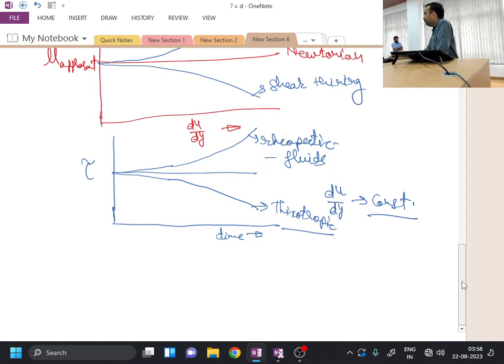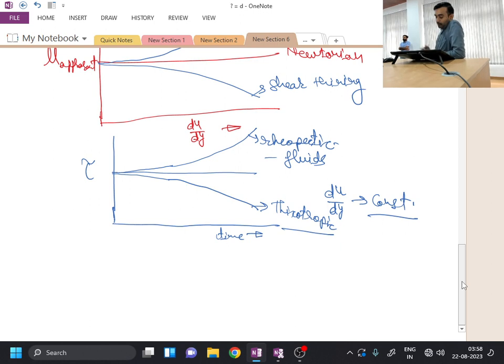So you can see some fluids which change their shape whenever they are subjected to shear stress, but after some time, whenever you remove the shear strain, they come back to their original shape. Many such examples you will find in your textbook, so for that, refer to the text.